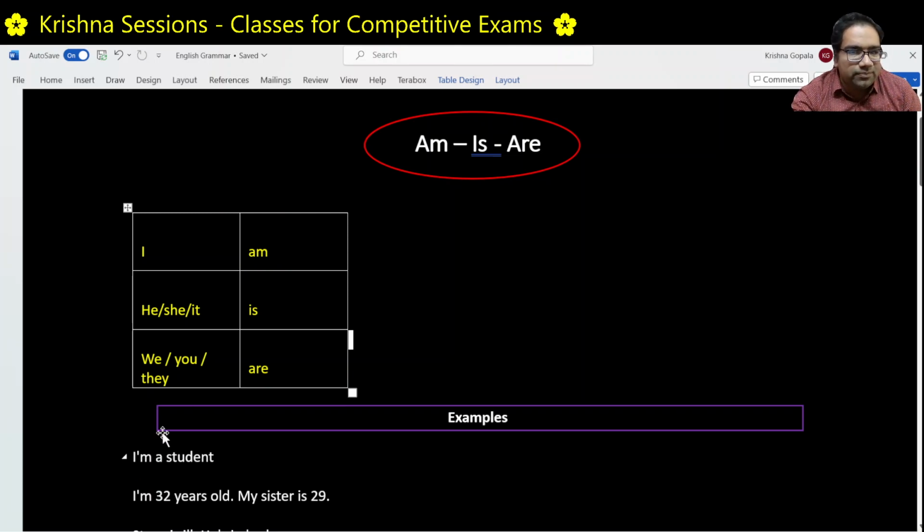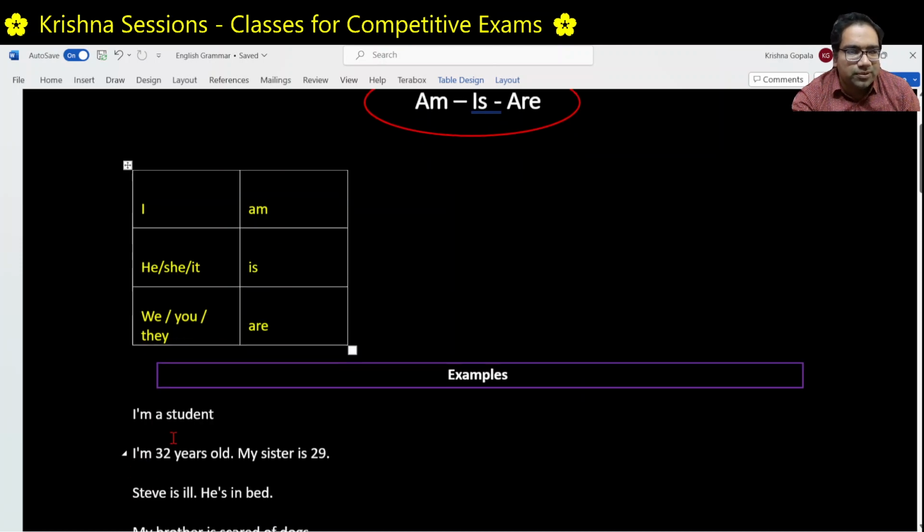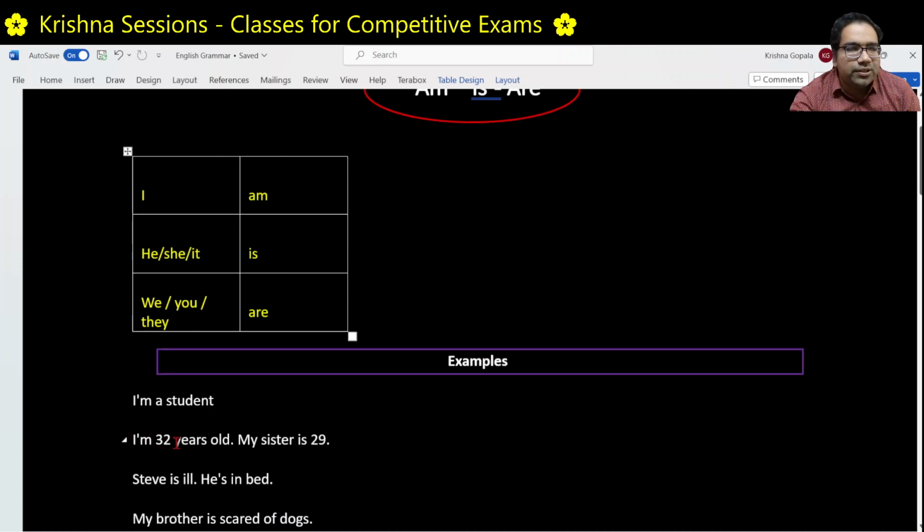I am a student. See, I and am. I am a student. I am 32 years old. We can write it like this also, I'm. I am 32 years old. For example, he is 32 years old. She is 32 years old.